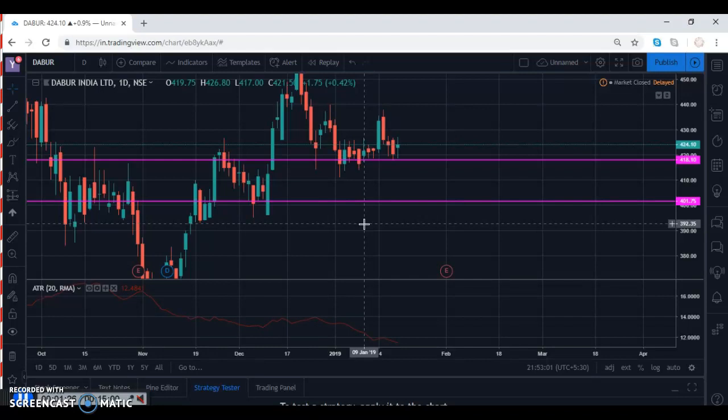So in this video I'm not going to tell you where to enter a swing trade and where to enter a positional trade, but I will only be covering the risk management part, which is nothing but position sizing. As all of you know, position sizing plays a crucial role in the long-term sustainability of a trader in the markets.